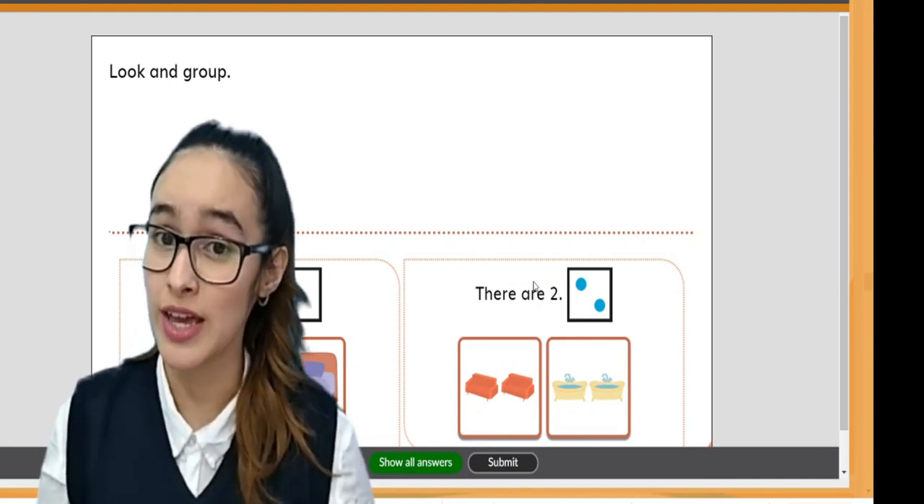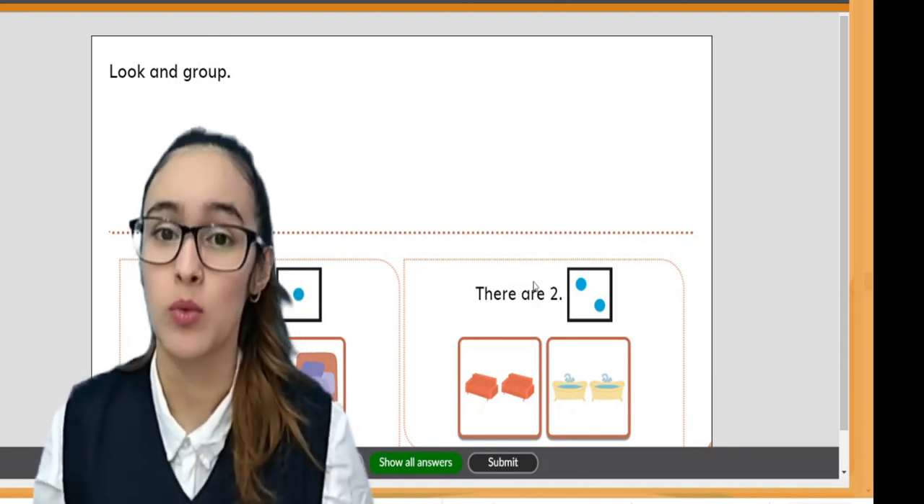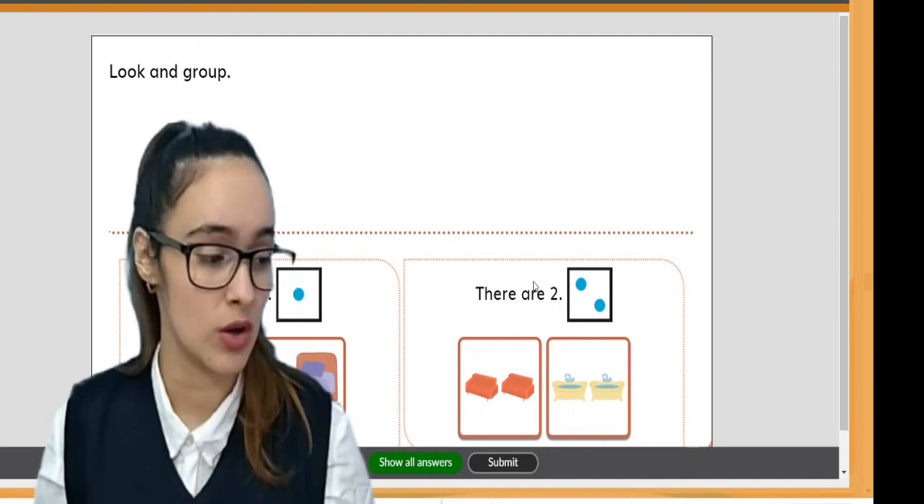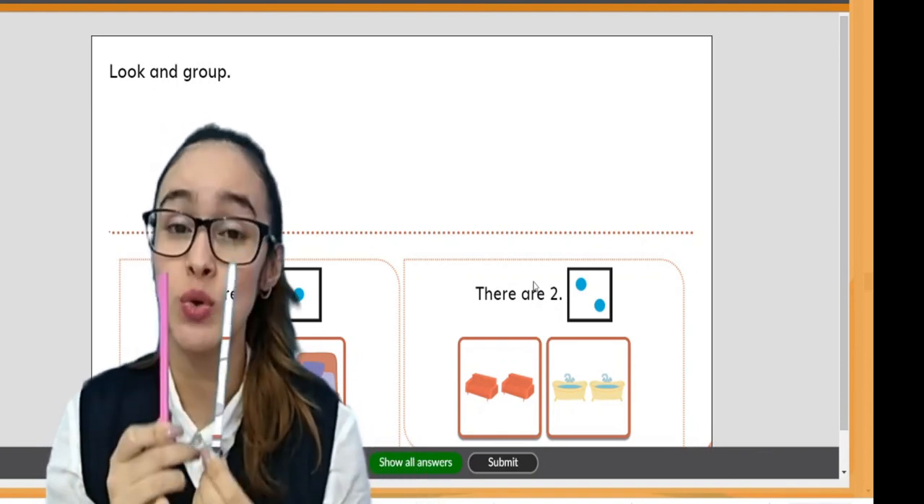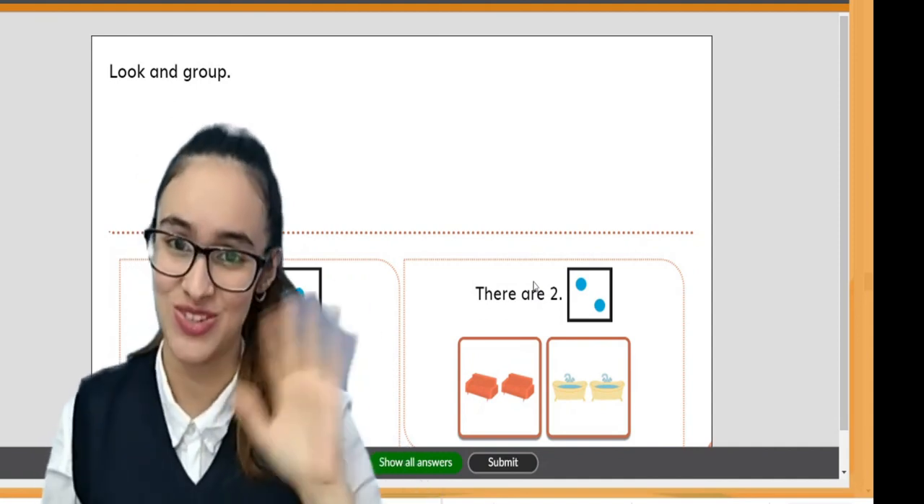This is it for today. So I hope that you remember when it's one object, we say there is one pencil. When there are two of them, we say there are two colors, okay? So, keep that in mind.